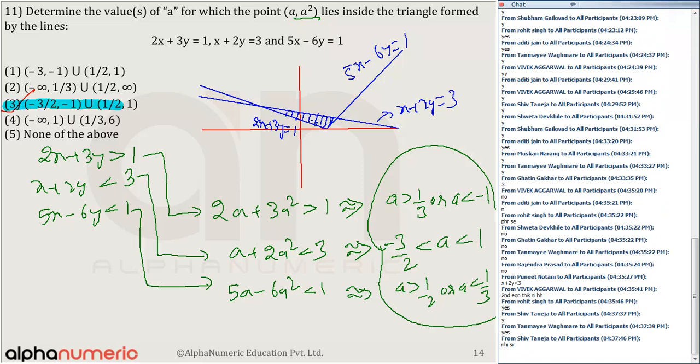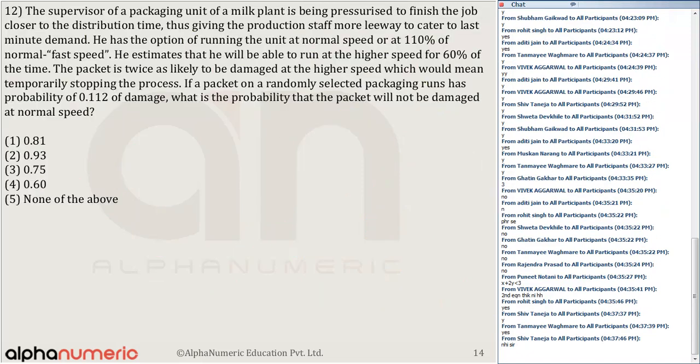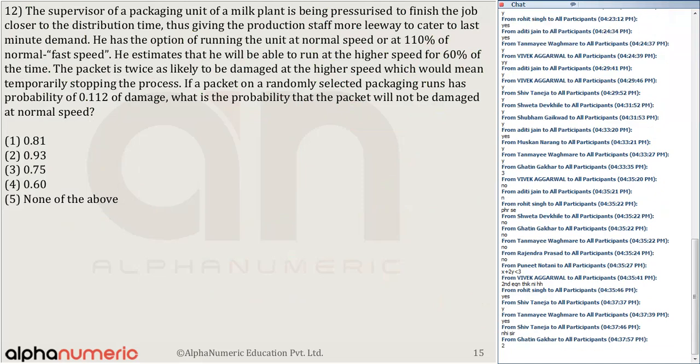अप्रोच क्लियर है सबको? ओके, नाउ लेट्स गो टू द क्वेश्चन नंबर 12. Again, majority of you have left this question. The correct answer for question number 12 is option 3.